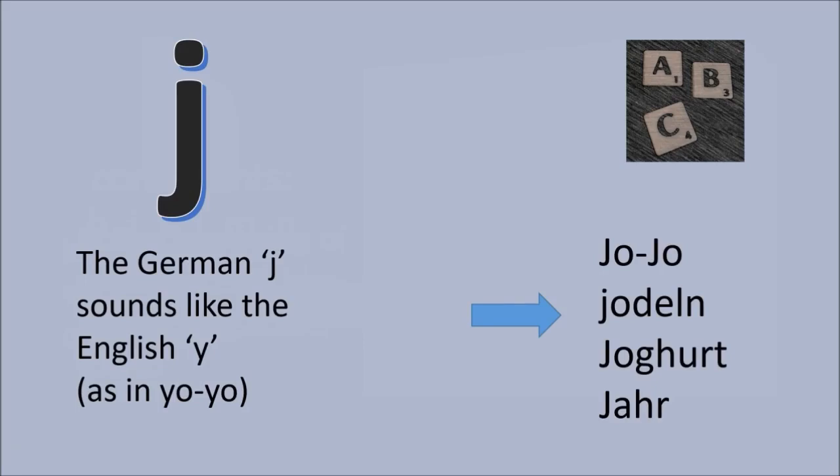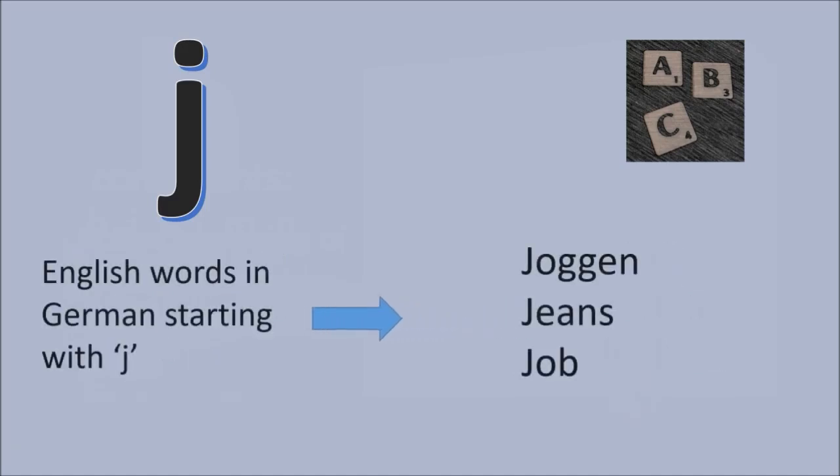The German J sounds like the English Y, as in yo-yo. And actually, if you look at the words in English, they would be spelled with a Y. So yo-yo, jodeln, Joghurt, ja. But English words in German starting with J have been Germanized insofar that if it's a verb, it may have German endings now, but they are still pronounced as in English. So joggen, jeans, job. So ich bin joggen gegangen.